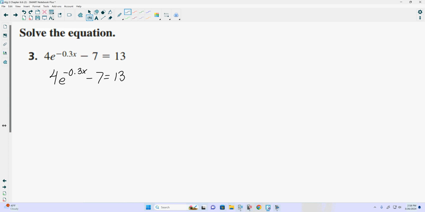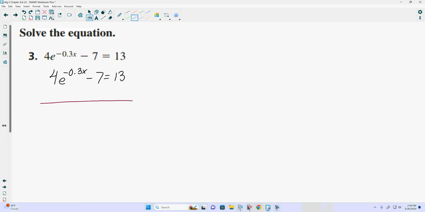Let's look at this one here. Now this one here is a little bit different, not so much that the base is now e, but we have some other stuff with it. Because the e, our base with the exponent with a variable, is being multiplied by 4 and is having 7 subtracted from it. We need to get it by itself. So what's the first thing we can do to get this e, this base with a variable exponent, by itself?